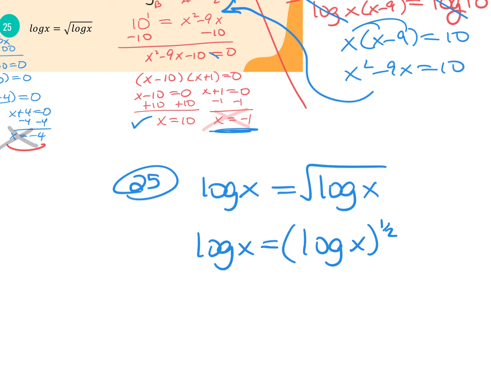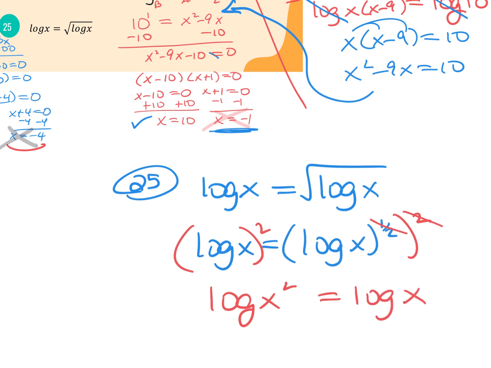So now what I'm going to do is get rid of this 1/2 power by squaring both sides. Now I could have just squared both sides the way it was, but I'm raising both sides to the 2nd power now. So then this cancels this. So now I'm left with log x squared equals log x.